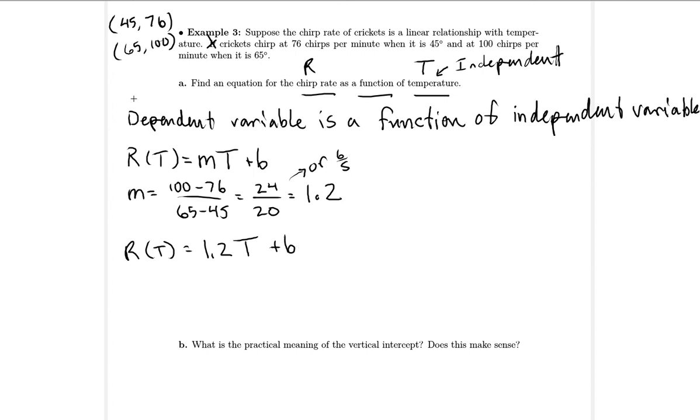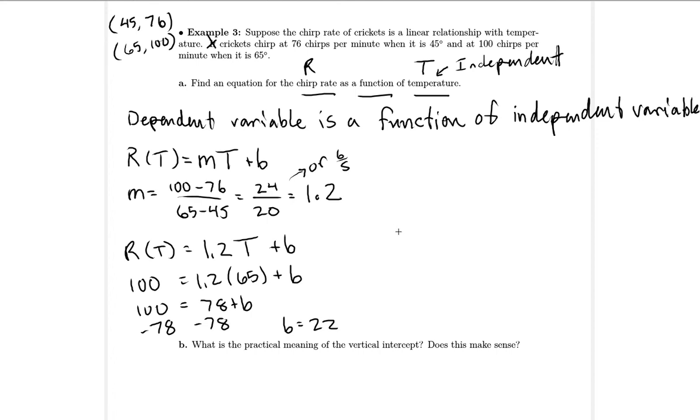But again, just plug in one of these. How about I plug in 100? 1.2 times 65 plus B, and then that'll allow me to solve for B. So 1.2 times 65 is 78, so 78 plus B. That means our B is equal to 22. So overall, here's our function that we're working with: 1.2T plus 22.